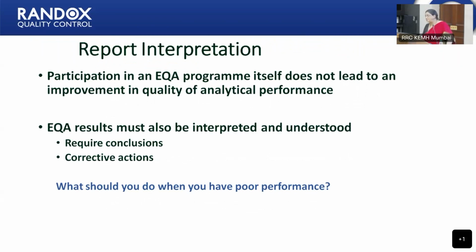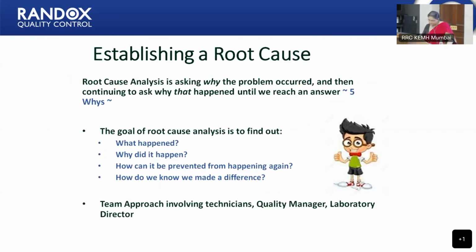So what should we do when we have poor performance in our report? We need to ask questions: what had happened? Why did it happen? How can it be prevented from happening again? And how do we know that the corrective action we have taken has made the difference? It's a team approach, as Sir said very well. It involves technicians, quality management, the laboratory director, everyone.